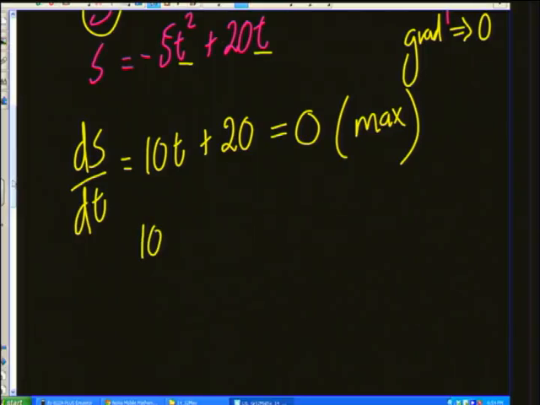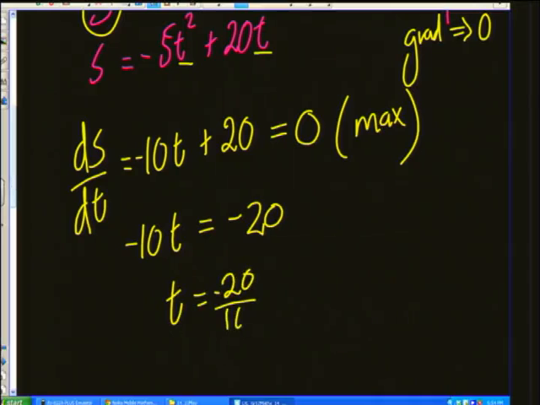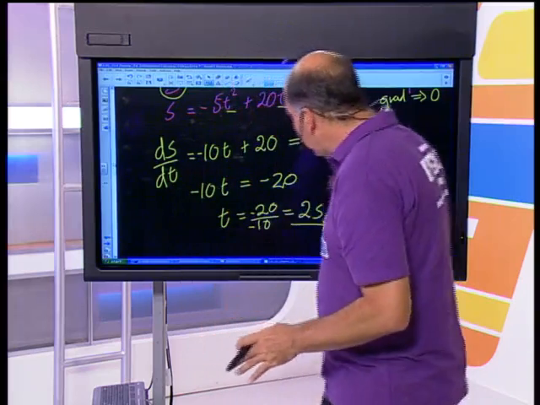We're going to say 10t is equal to negative 20, and we've got a negative in front, and I've missed that negative, and I mustn't, because I don't want it to be a negative time. I can't have that. So t is equal to negative 20 divided by negative 10, and that's going to give me 2 seconds.